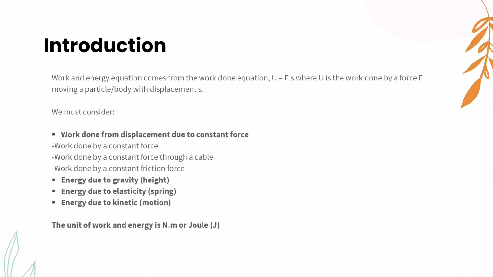Next is energy due to elasticity or spring. Elastic potential energy comes from a spring element with stiffness. Symbol is k in Newton per meter in a system. If there is a change in spring length between initial and final position, then there is a change in elastic potential energy.